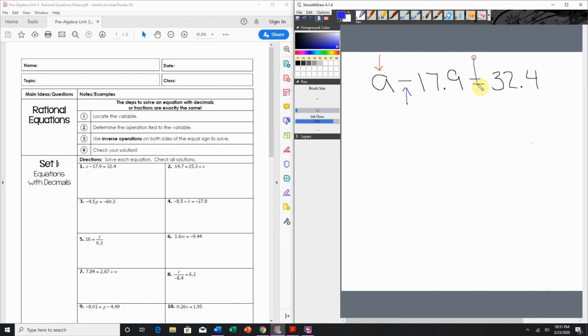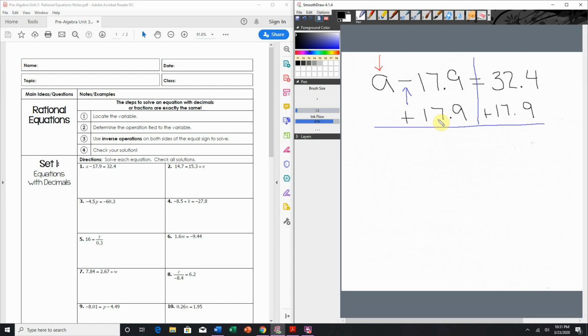So we're going to draw our balance. I'm doing it blue so we can remember our opposites. Right? So we know that the opposite of subtraction is we're going to add 17.9.